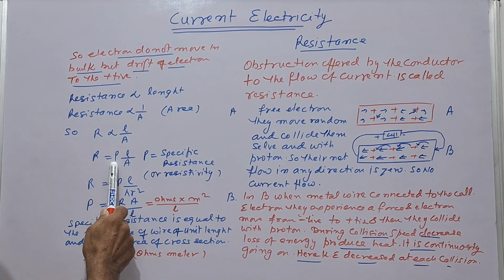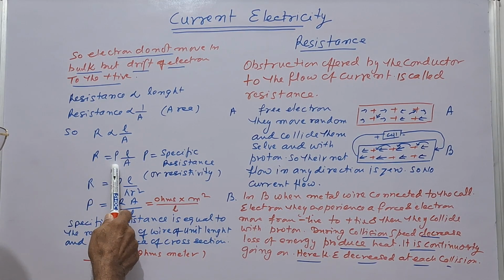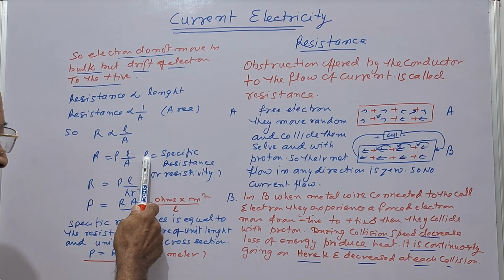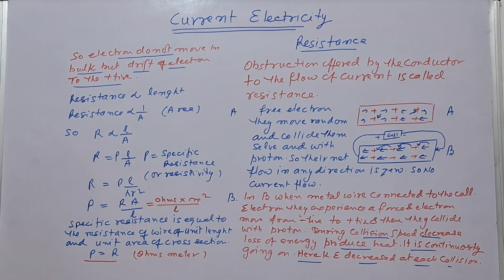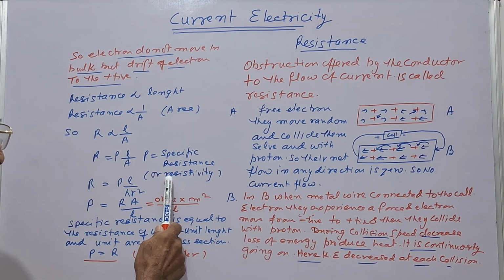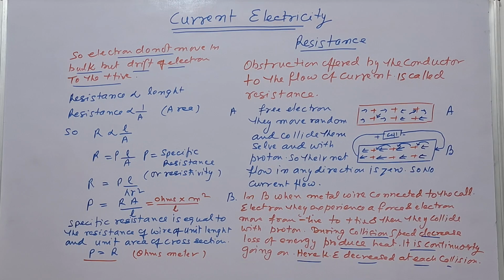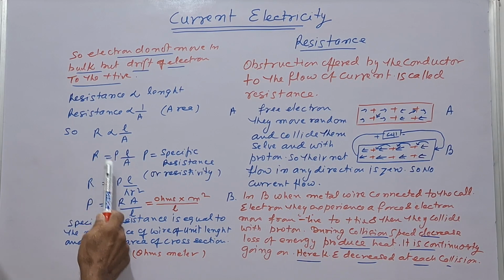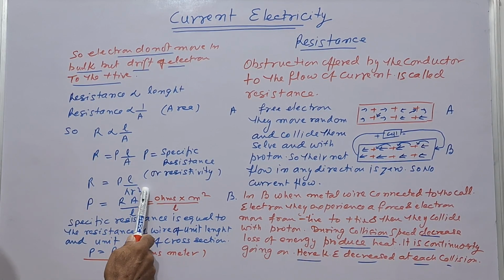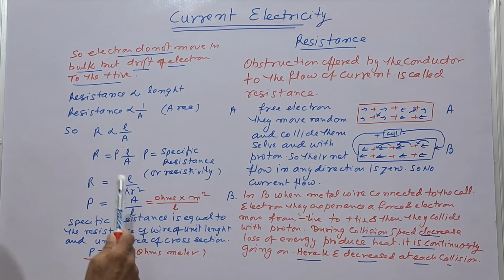Then R is equal to a constant rho times L upon A. This rho is known as the specific resistance, or the resistivity. So R is equal to rho L upon pi r squared, and rho is equal to R into A upon L.